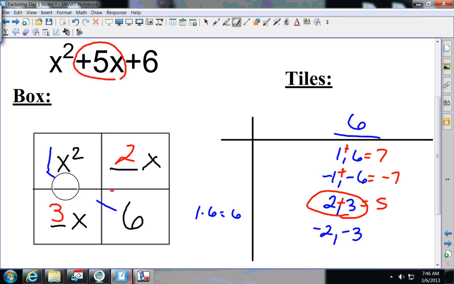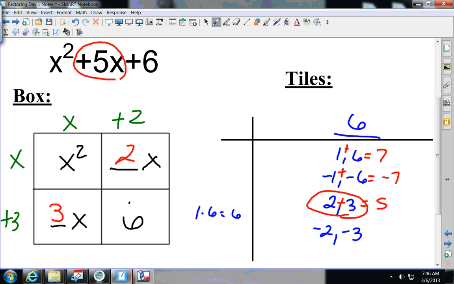Get rid of this right here. Now this isn't too bad. How does x squared split up? X and x, right? X times what is 2x? Plus 2. X times what is 3x? Plus 3. So my factors are x plus 3 times x plus 2.